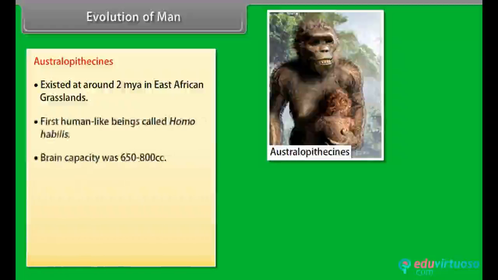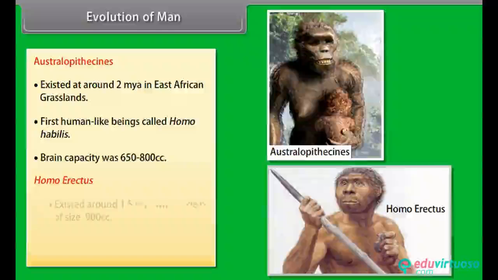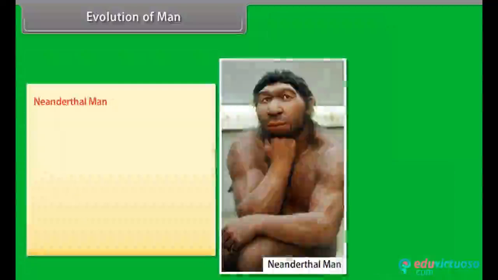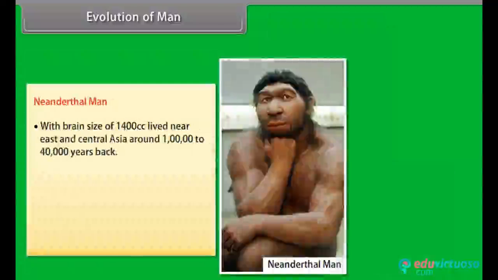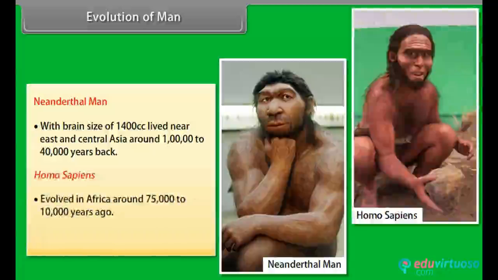Brain capacity was 650 to 800 cc. Homo erectus existed around 1.5 million years ago, with large brain of size 900 cc, ate meat. Neanderthal man, with brain size of 1400 cc, lived near East and Central Asia around 1 lakh to 40,000 years back. Homo sapiens evolved in Africa around 75,000 to 10,000 years ago, called the modern man.